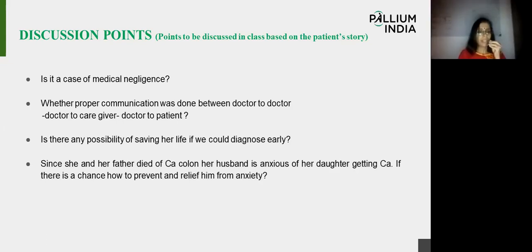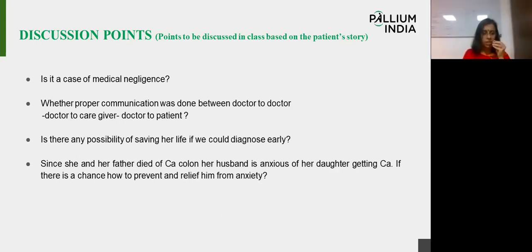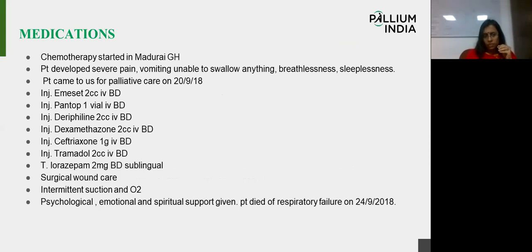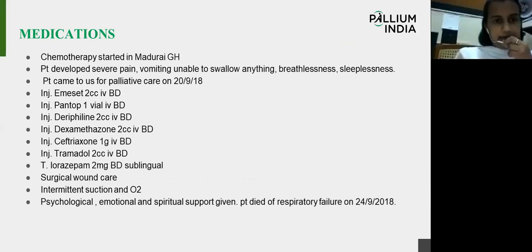Actually, there is a slide on the list of medications. So you've given some antiemetic, emicet, pantoprazole. So severe pain, vomiting, unable to swallow anything, breathlessness, sleeplessness. Dexamethasone, ceftriaxone, tramadol. So it looks like you haven't used morphine. I'm presuming that the pain was better with tramadol and you didn't have to go to morphine. Again, tramadol is only given BD.